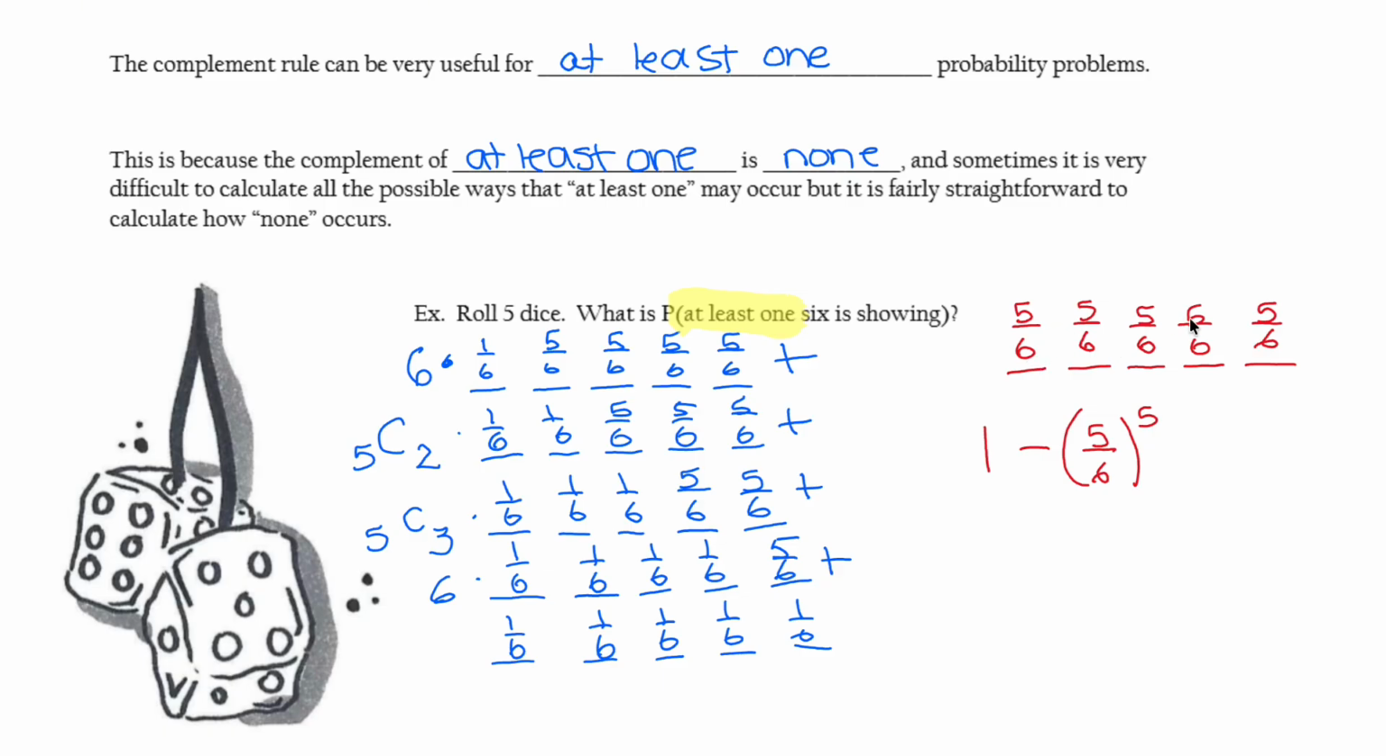Therefore, you multiply them all together. Another way is to raise everything to the 5th power. You use 1 minus this quantity, and it will give you the probability of at least one 6 showing. And this quantity is the probability of no 6 showing.